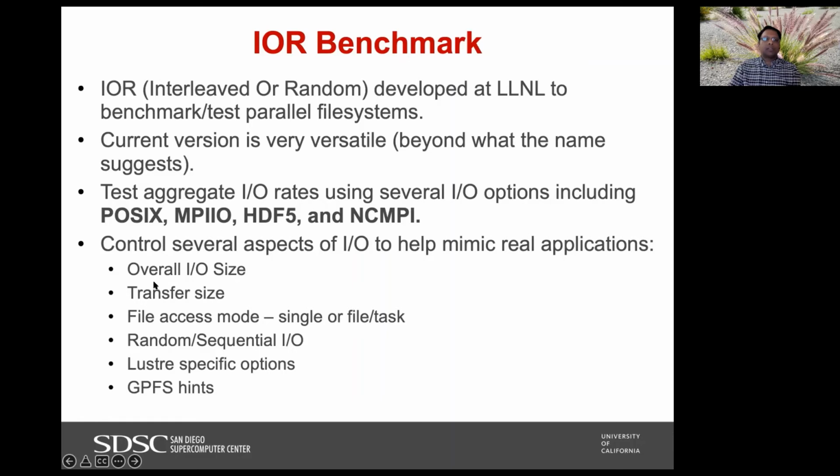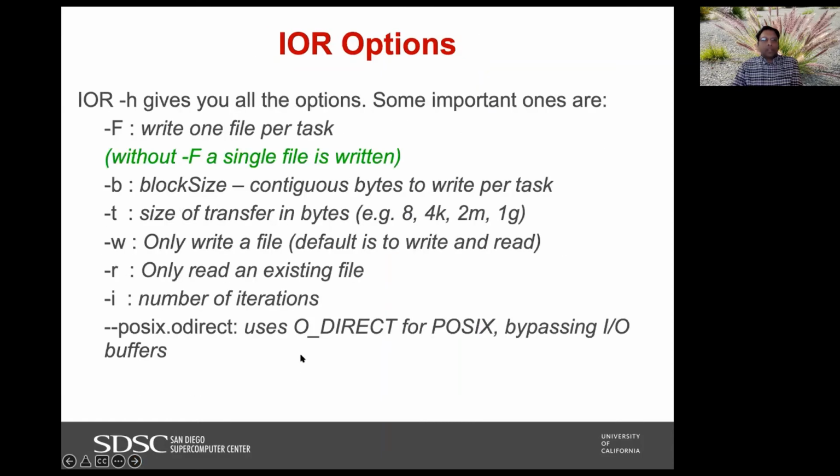So you can control the overall IO size, and the transfer size, that is, the chunks that you're writing in. You can control whether you want to write a single file or a file per task, random IO, or sequential IO. It has Lustre specific options, and also GPFS specific hints, but that's a different file system that doesn't exist on Expanse, so you don't have to think about that. So IOR -h will give you all the options.